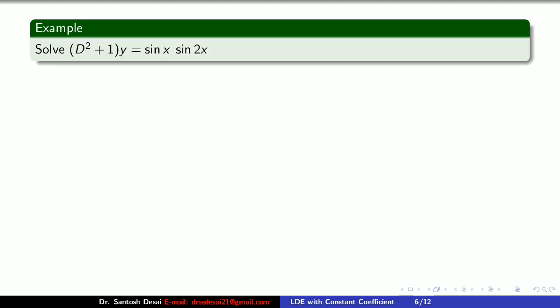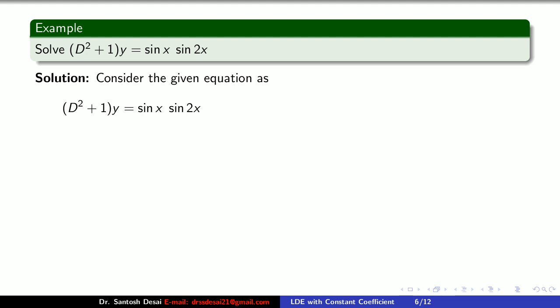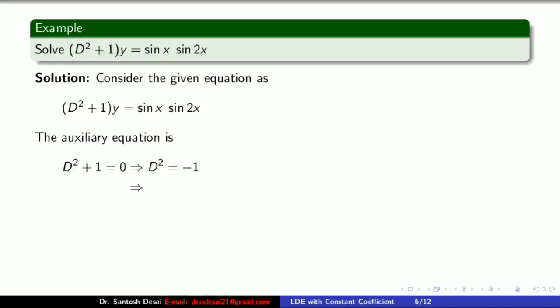Solve D square plus 1 into y is equal to sin x into sin 2x. Now here you can observe that the RHS is a multiplication of two trigonometric terms. So while finding the particular integral, you have to separate these two trigonometric terms. So that we will see later. Now let us consider first the given equation, D square plus 1 y is equal to sin x into sin 2x. The auxiliary equation is D square plus 1 is equal to 0. So this implies D square is equal to minus 1, and therefore D is equal to plus minus i.